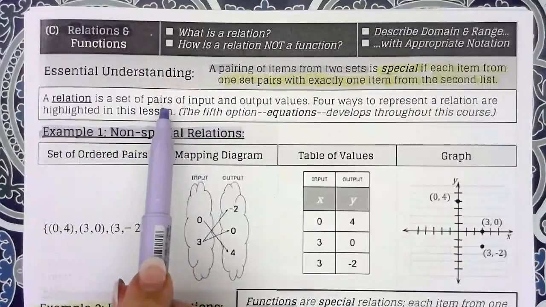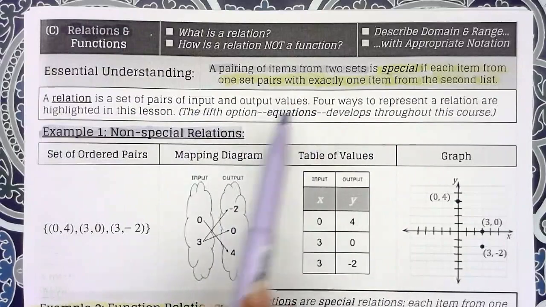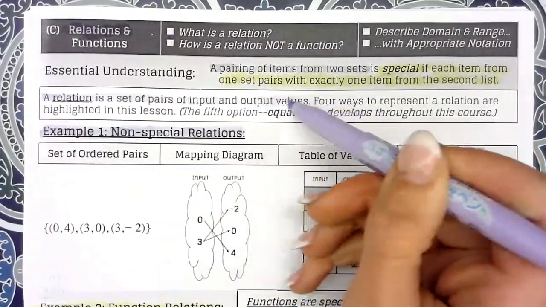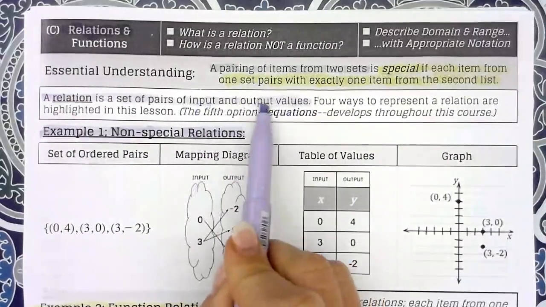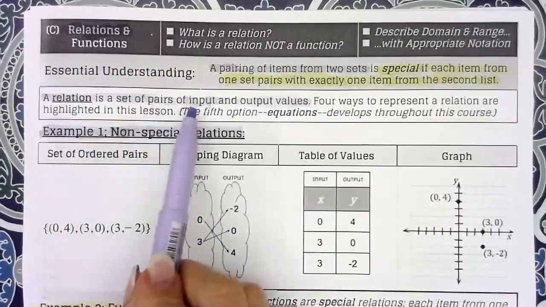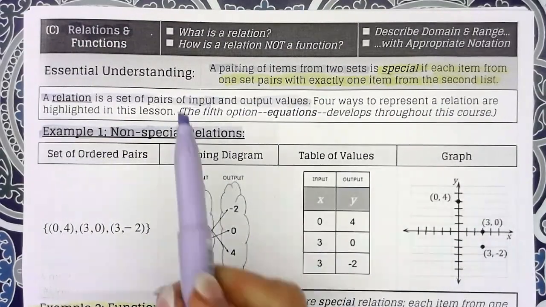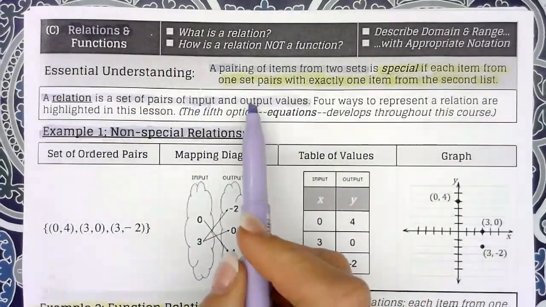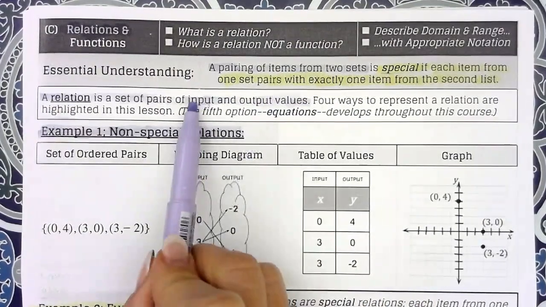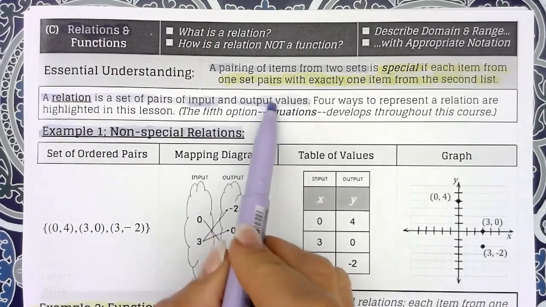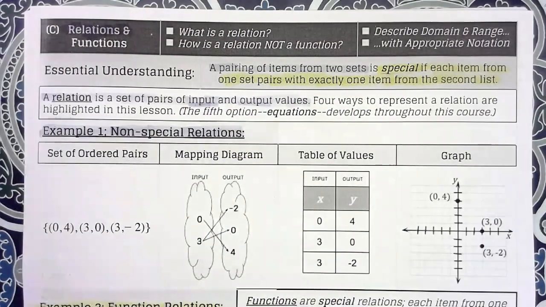It says a relation is a set of pairs of input and output values. A relation is a set of pairs of input and output values. I really hope we all remember what an input and an output is referring to. Do you remember? Input is the what value? Output is the, which one? Input is X, output is Y. Input is also known as the what? Independent. Output is known as the what? Dependent.